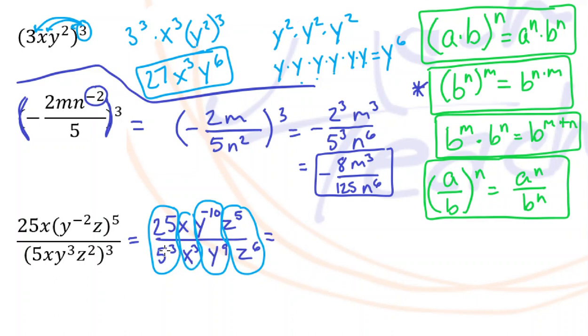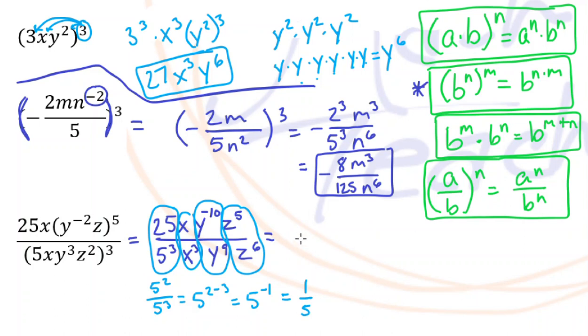There's a couple of ways to think about 25 over 5 to the third. One way is to use exponents. So 25 is really 5 squared over 5 cubed, which is 5 to the 2 minus 3 power, which is 5 to the negative 1 power, which is 1 over 5. So that part of the answer is 1 over 5.